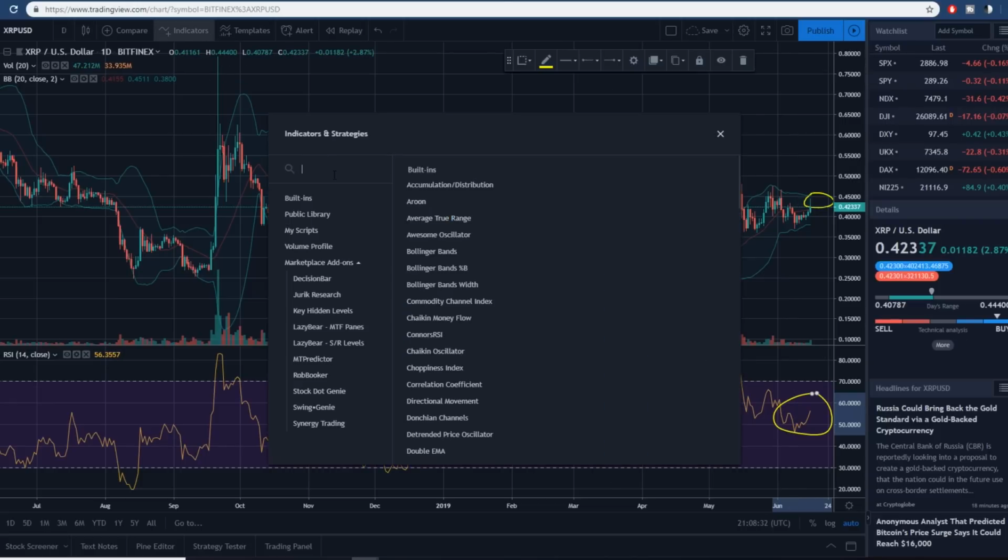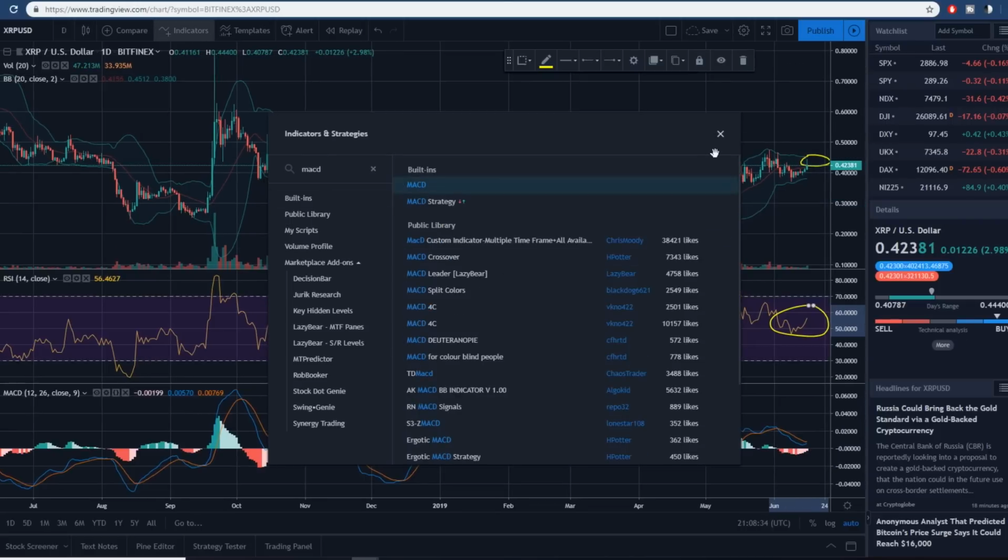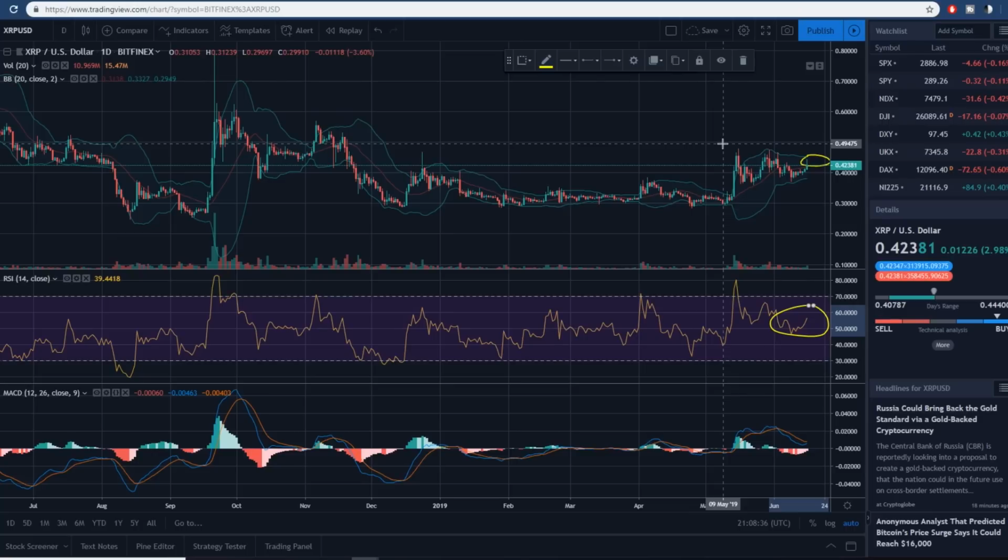Next up, I want to pull up a MACD indicator, okay? Now, MACD indicator is a lagging indicator. I do admit that. However, one thing you want to look for with MACD is this blue line right here crossing above the orange line, okay? So look at this relative to the price. Right here, we see the blue line cross above the orange line, correct?